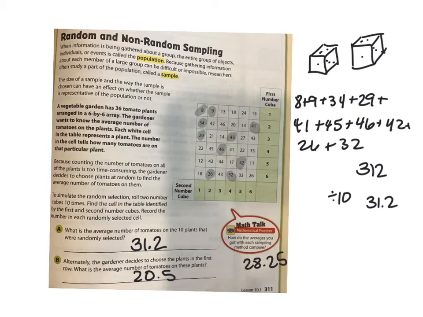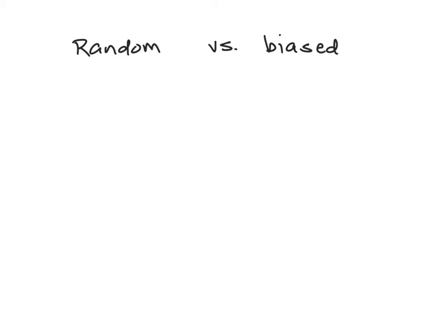Which one got us closer to that? The random sampling or the one row sampling? 31 is only a couple away from 28, but 20 is 8 away from 28. So the one that got us way closer was the random one. So it's just going to usually give us a more accurate result. It's not going to always give us a more accurate result, but the chances of it being more accurate are better. And so that leads them into explaining to us the difference between a random sampling and a biased sampling.